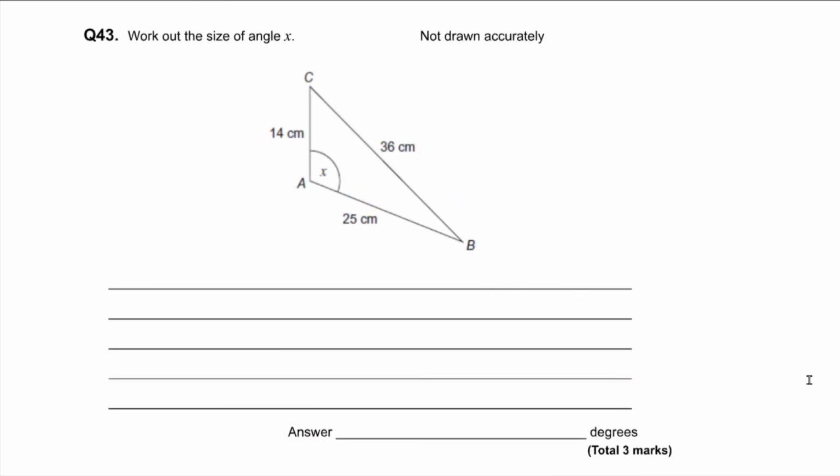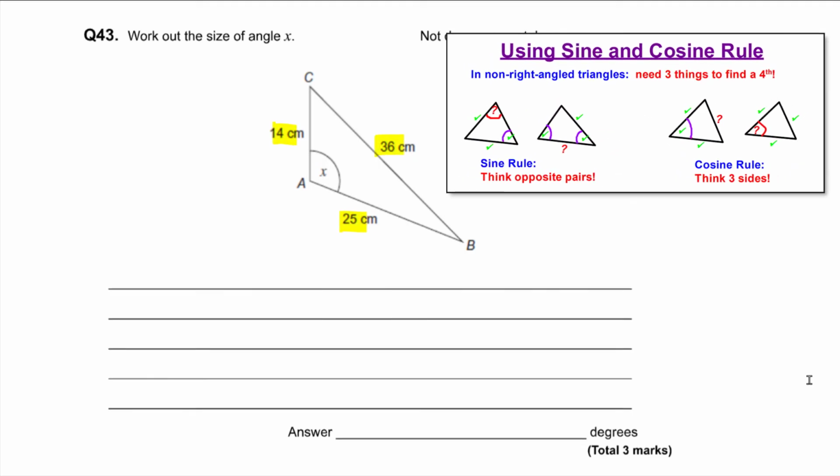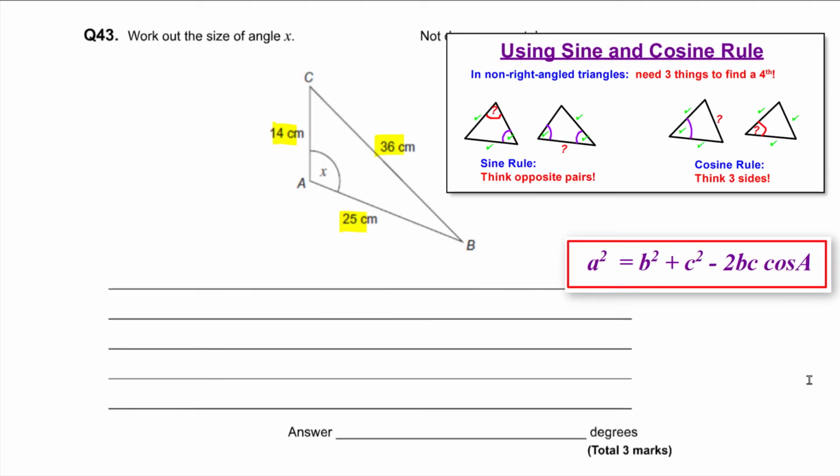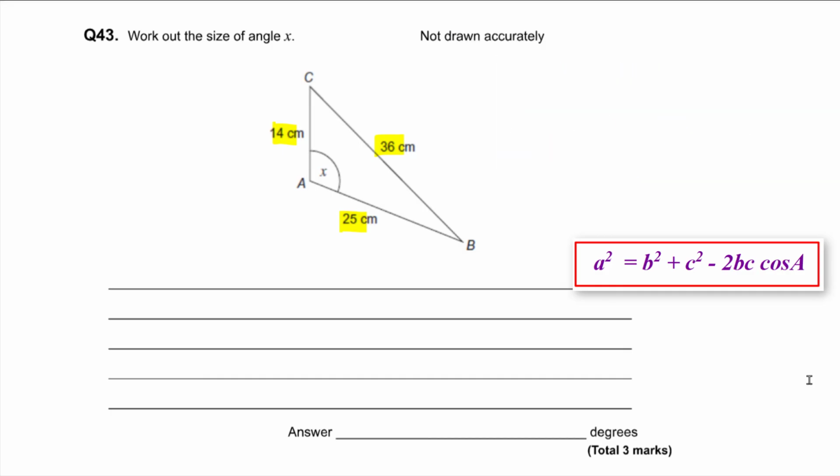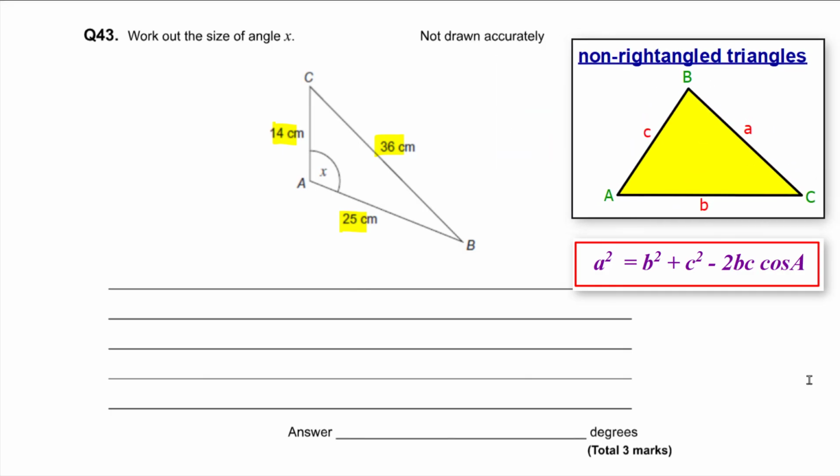Question 43, work out the size of angle x. Now, this is a find an angle question, but notice again, we've been given 3 sides, 14, 25, 36. 3 sides, going to be the cosine rule. So let's label up our sides. a is opposite A, so that's a little a there. c is opposite C, b is opposite B. We want to find the angle at A.